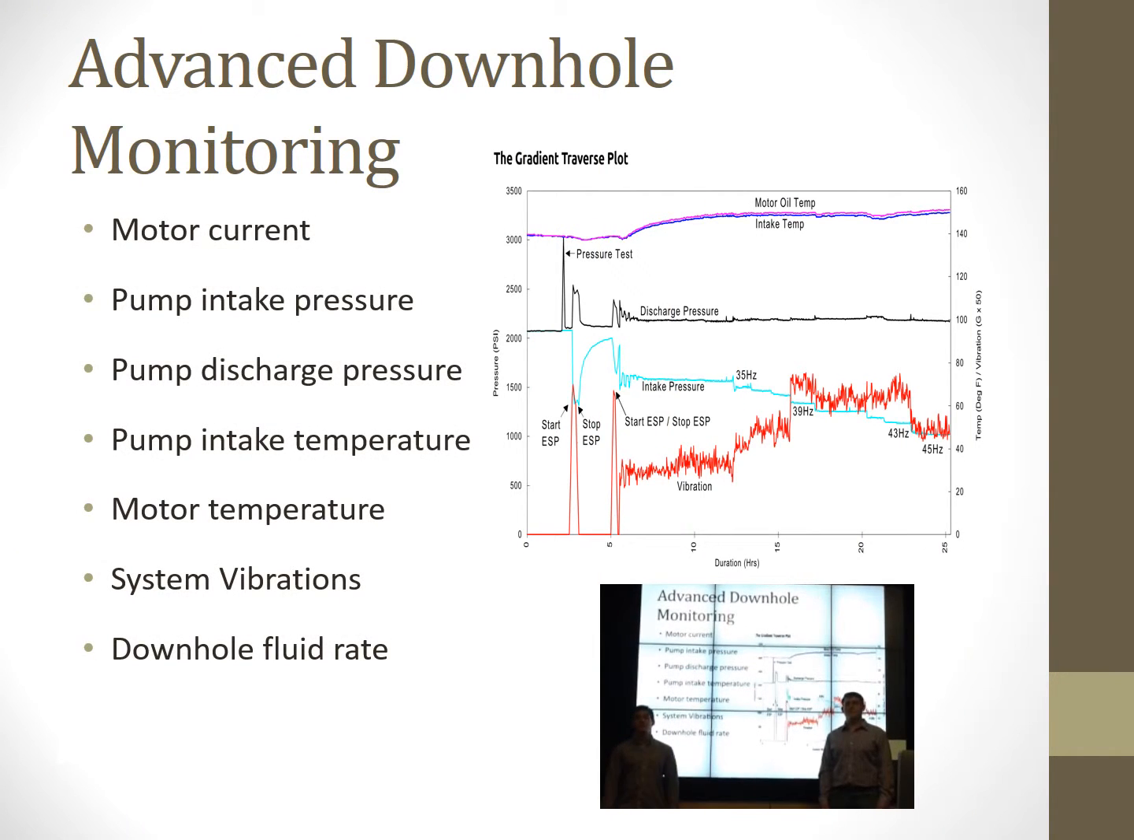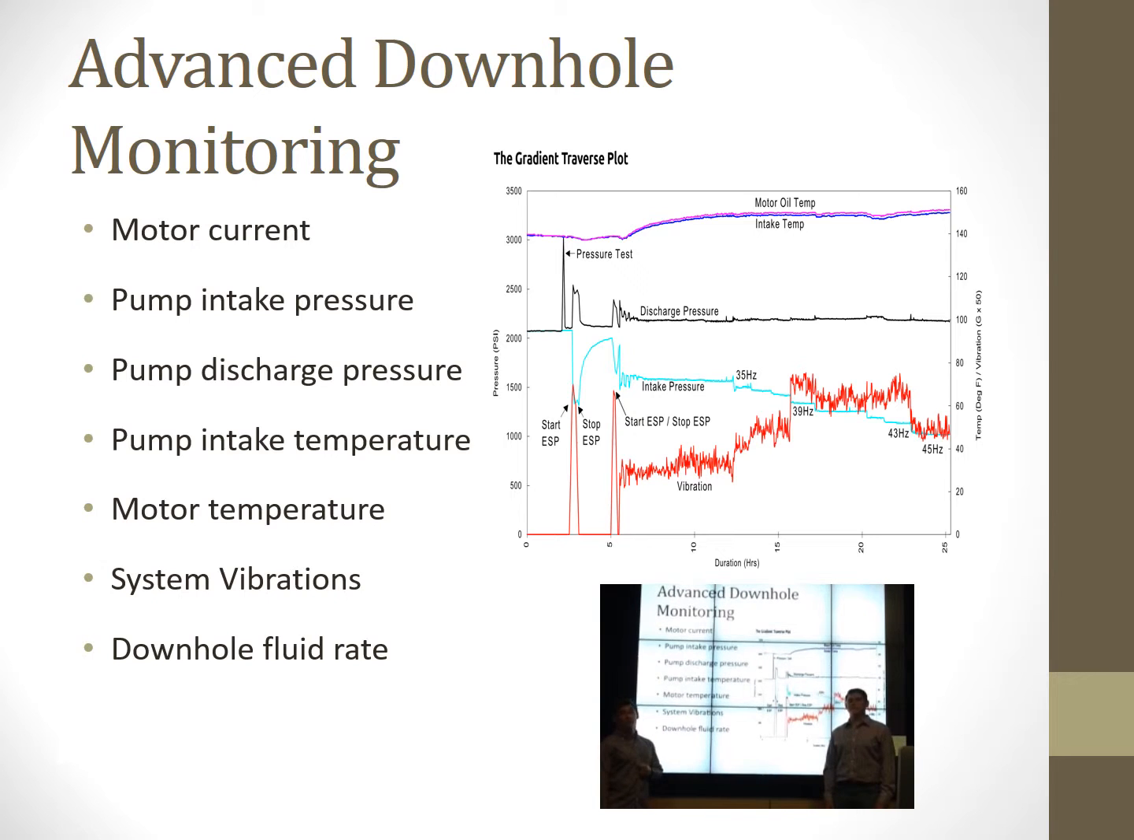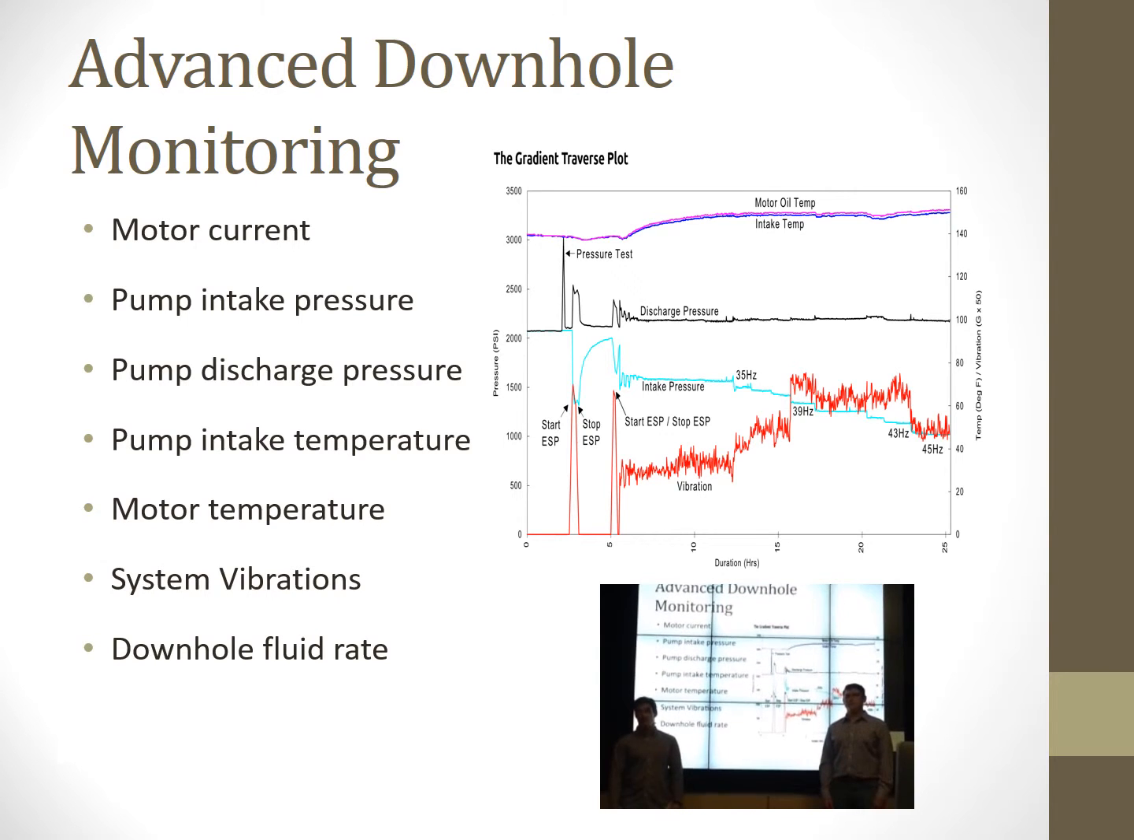These are examples of several parameters measured during advanced downhole monitoring. The four main types are current from the ESP, the pressure, temperature, and vibrations. The ability to see the various levels of each parameter is extremely beneficial in determining possible complications and what their causes are. As seen in this plot, starting and stopping ESPs greatly affects the discharge pressure and intake pressure, as well as other things such as the temperatures.